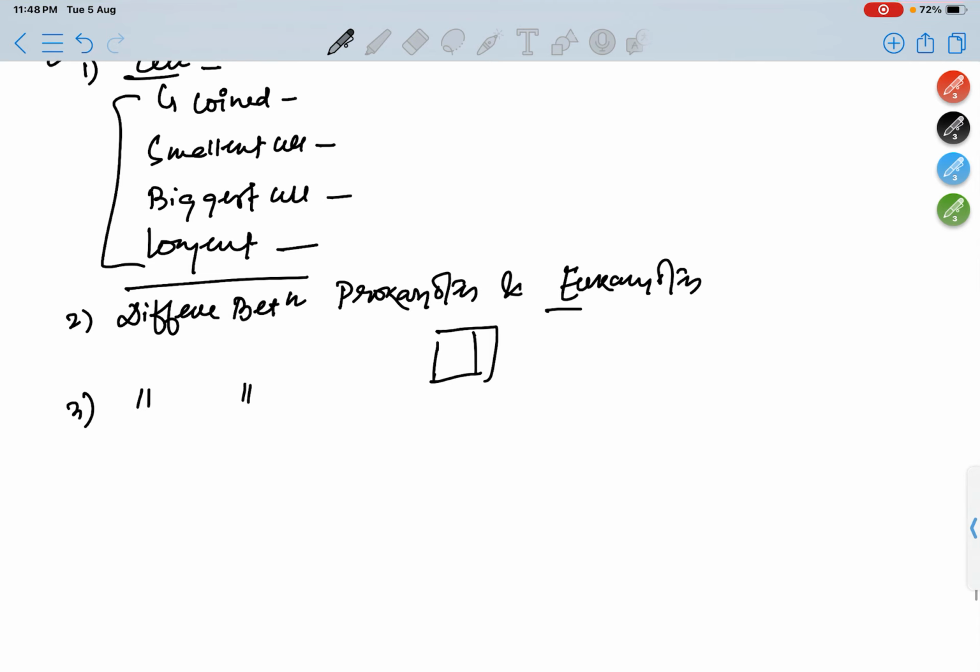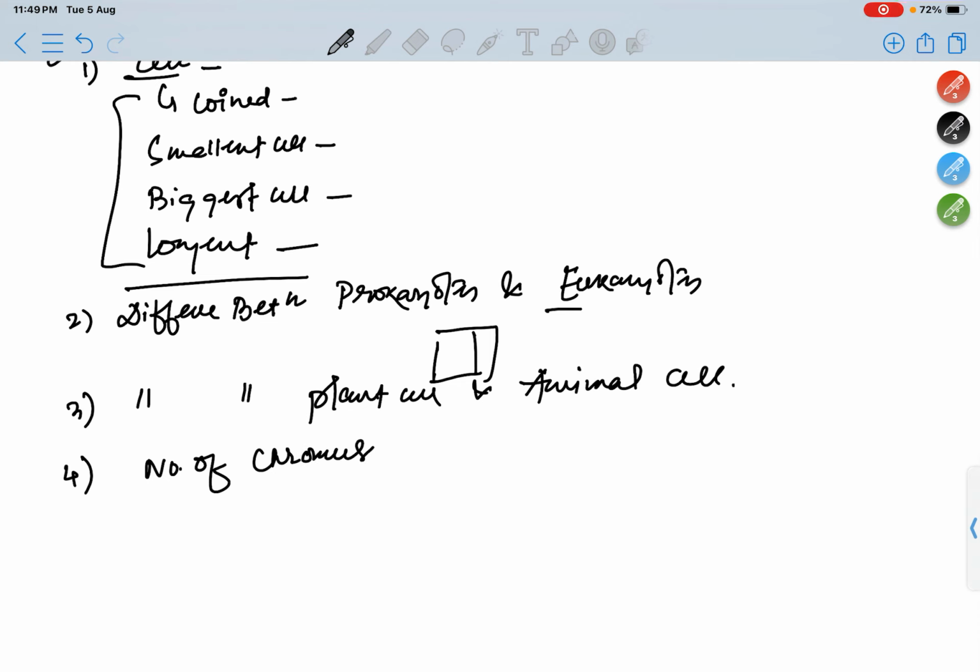Next you should do difference between plant cell and animal cell. That's it. Then next you should read is number of chromosomes in different organisms, like in human beings how many, pigeon how many chromosomes are there. There is a chart in Lucent. So now onwards the things I will be telling is everything from Lucent. So you should read this.